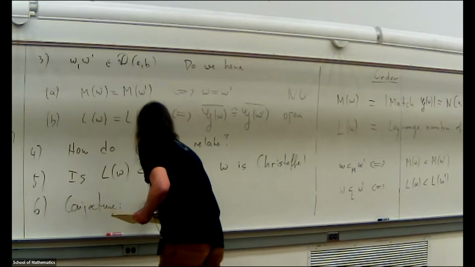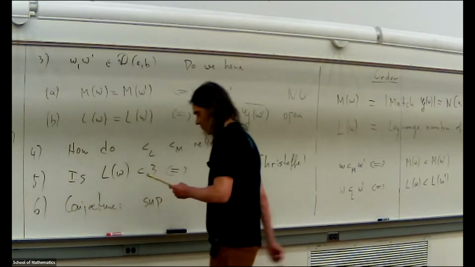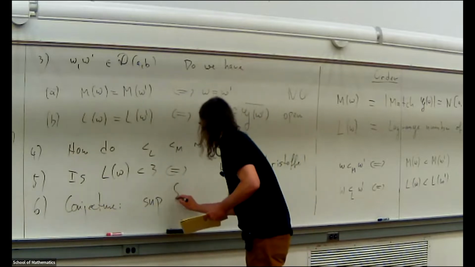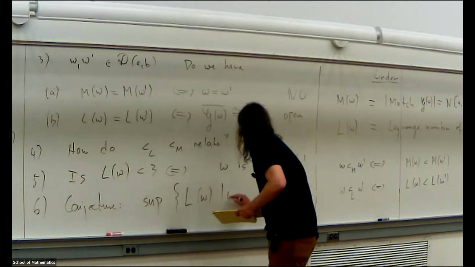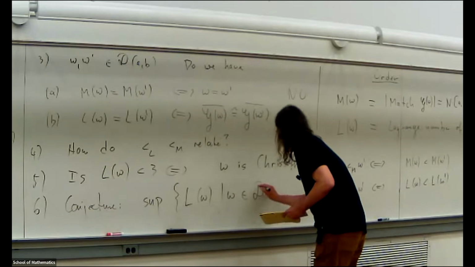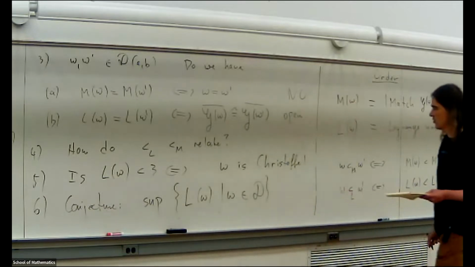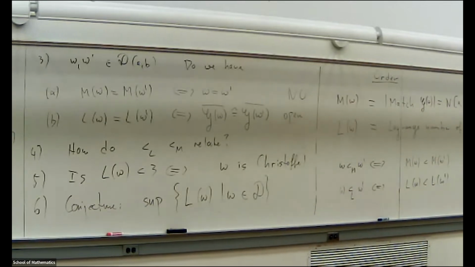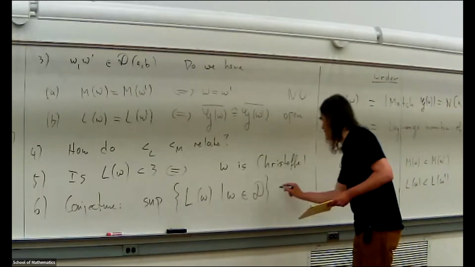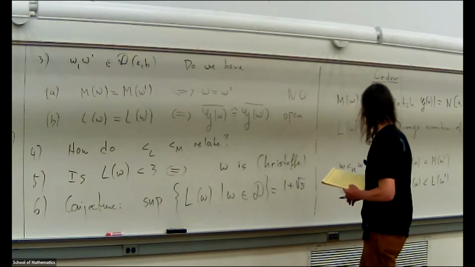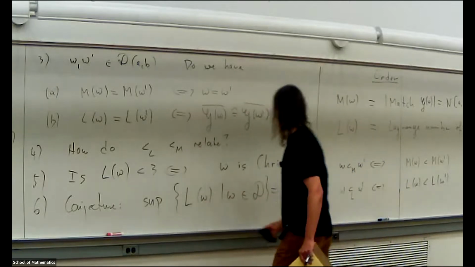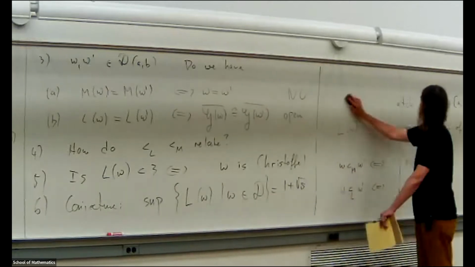is that the maximum, well, the sup of all the LW, here W really runs over all paths, not limited to the endpoint. So the endpoint also varies. Is 1 plus square root 5. I erased my Lagrange spectrum.